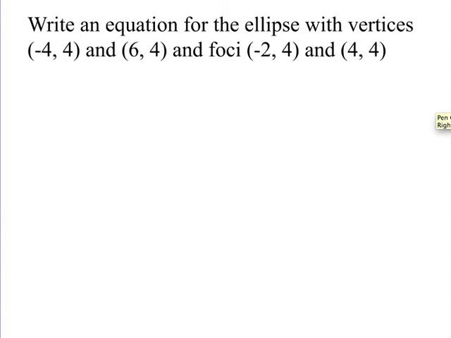For ellipses when we're given certain characteristics. So first of all, it says write an equation for the ellipse with vertices negative 4, 4 and 6, 4 and foci negative 2, 4 and 4, 4. So what I like to do is go ahead and draw an example.